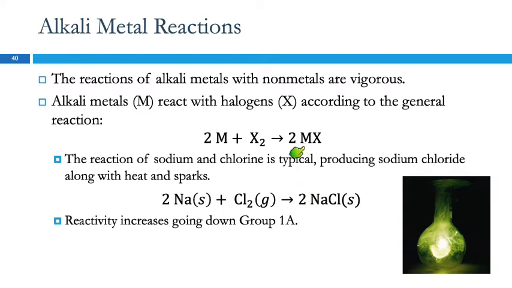Why does this have the formula MX? What kind of ion do the alkali metals form? What's the charge? The alkali metals have a charge of +1 when they become ions. And the halogens, chlorine, fluorine, bromine, what charge do they have? -1. So this one's +1, that one's -1. That's why the formula is MX.